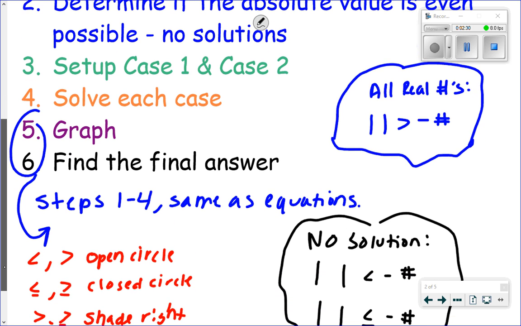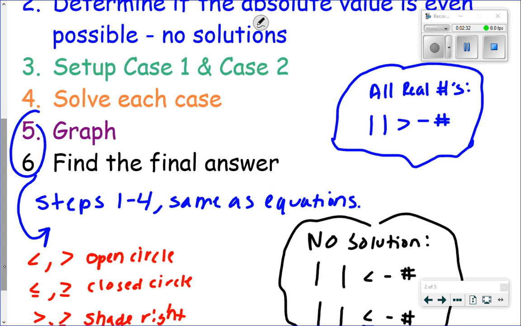Okay, so in this blue bubble here, if you have the absolute value is greater than a negative number, you don't need to solve it or anything, you can just state that the answer is all real numbers. And then the graph for all real numbers is a number line that's completely filled in. So that means any number in the entire world would make this statement true. So that's all real numbers.